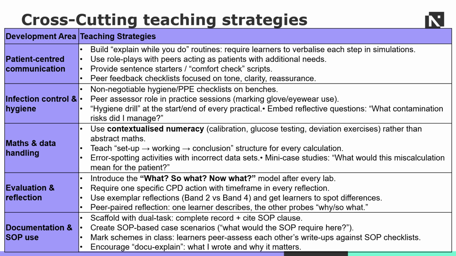So this table translates the examiner findings into teaching strategies. The aim is to turn the recurring weaknesses into strengths by embedding them into daily practice. First, patient-centered communication. This report shows that too many learners gave generic or unclear explanations and often failed to adapt for additional needs. The strategy here is to make communication part of the routine.